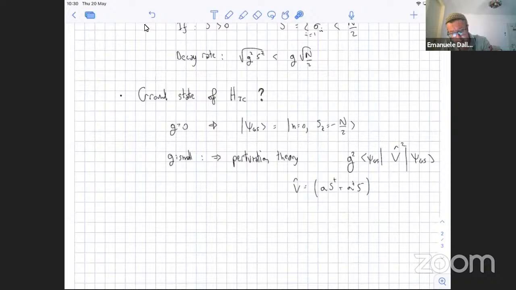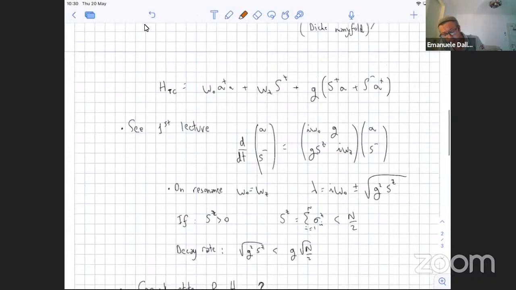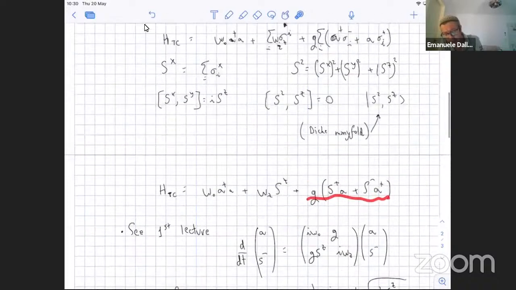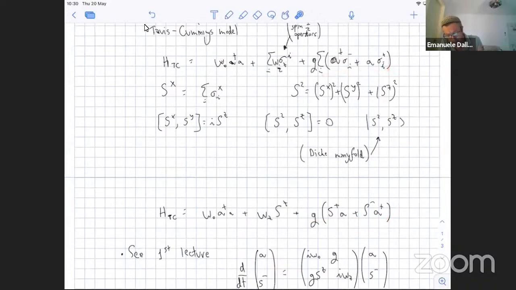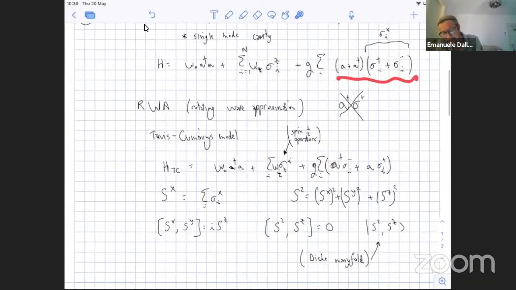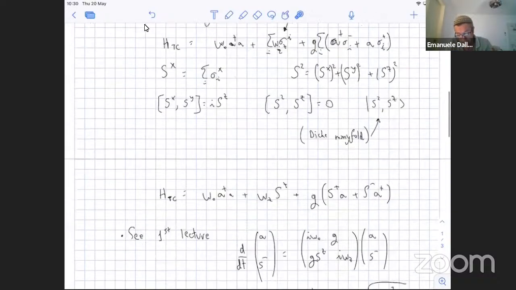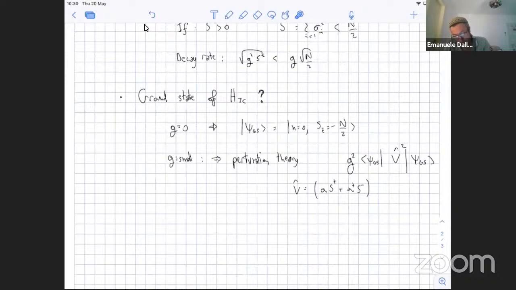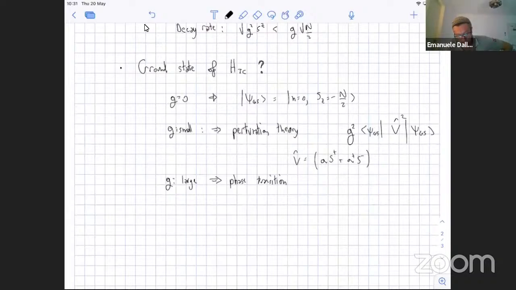It would, however, in the case of the Dicke model. In the Dicke model there are also these counter-rotating terms. Where are the counter-rotating terms? Okay, this term here. There are some counter-rotating terms that can lead to an excitation. So in perturbation theory, nothing happens. However, if you plug in a finite G, if G is large enough, you can have a phase transition.